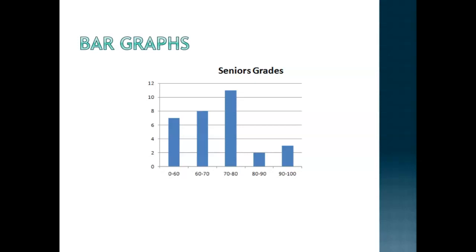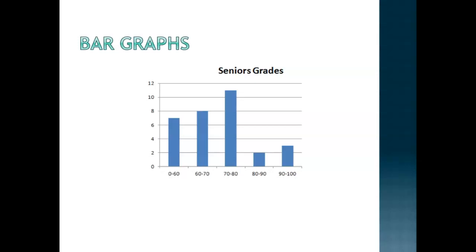And along the bottom, we have 0 to 60, 60 to 70, 70 to 80, 80 to 90, 90 to 100. And then along the y-axis, we see the number of seniors that are accounted for. So for example, there are 7 seniors who have grades between 0 and 60. There are 8 seniors who have grades between 60 and 70, and so on.